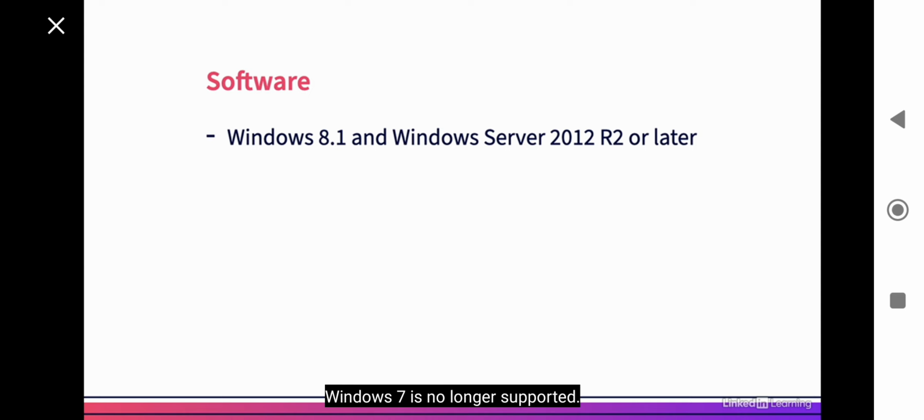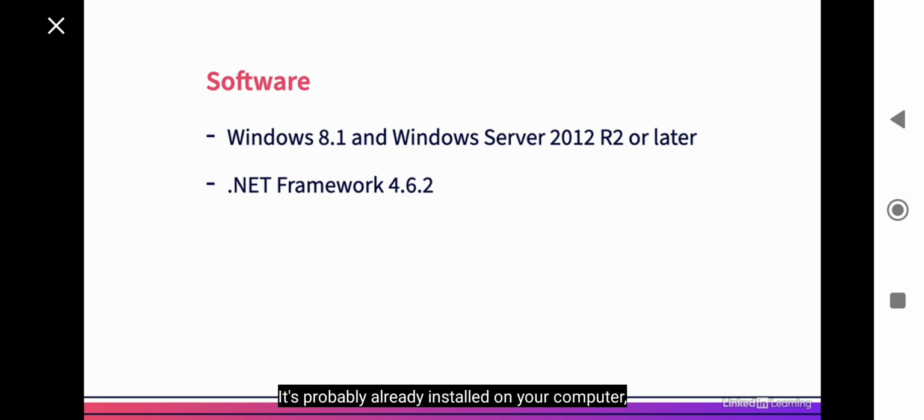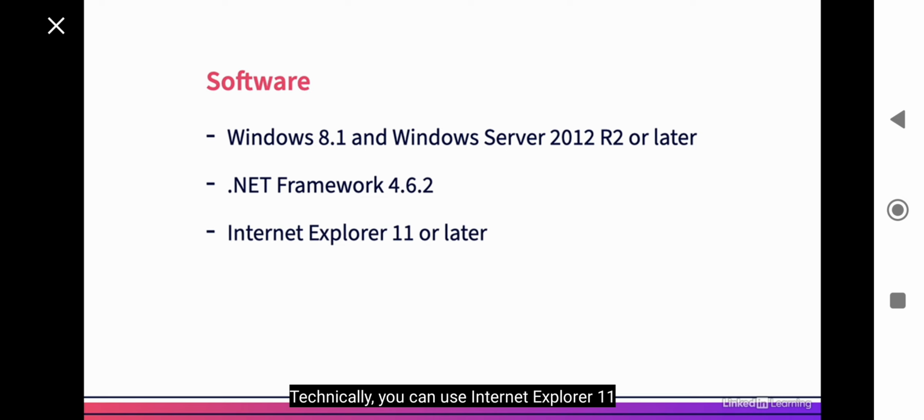Windows 7 is no longer supported. And you will also need to have .NET 4.6.2. It's probably already installed on your computer, but if you get a message that it's not, simply install it. It's free. Technically, you can use Internet Explorer 11 or a later version of IE right now.